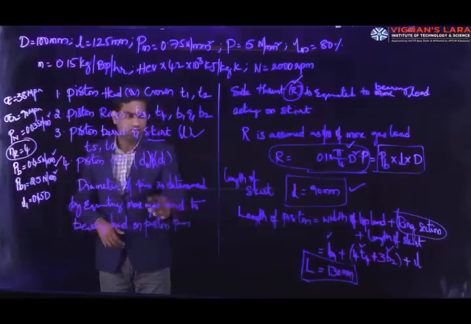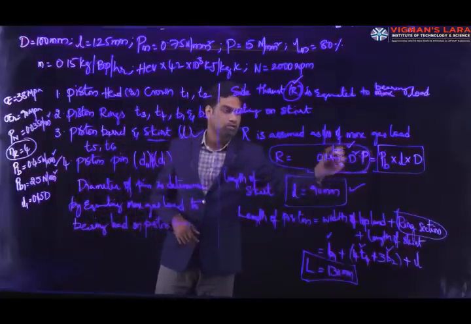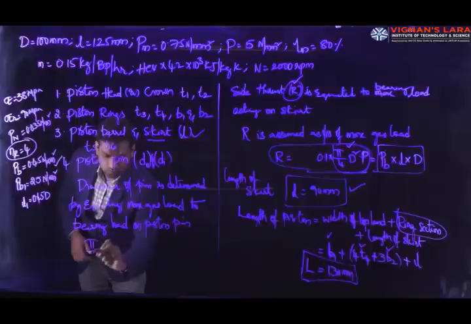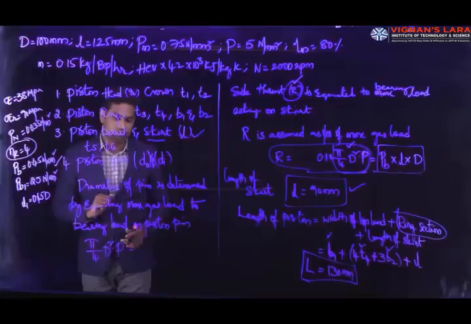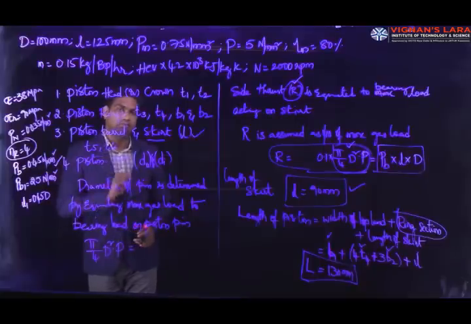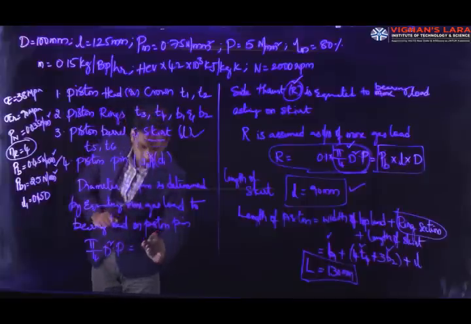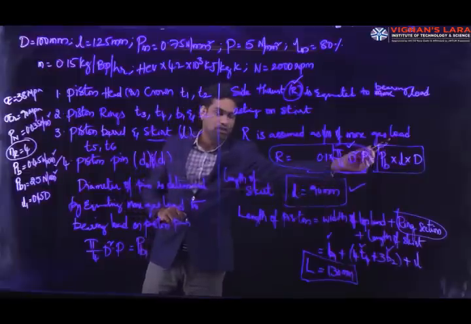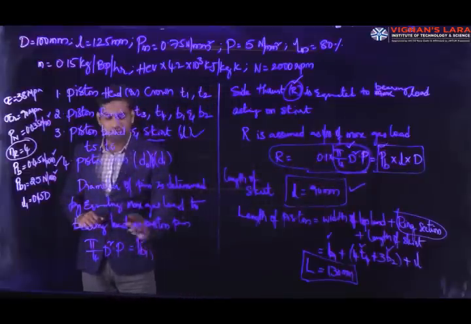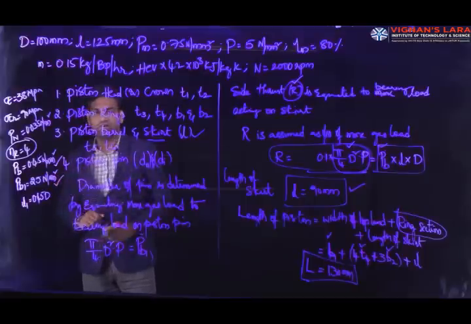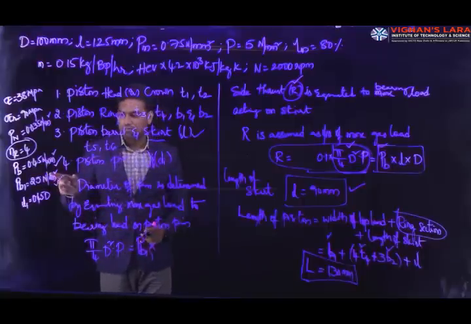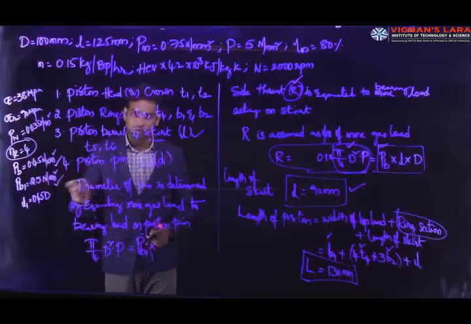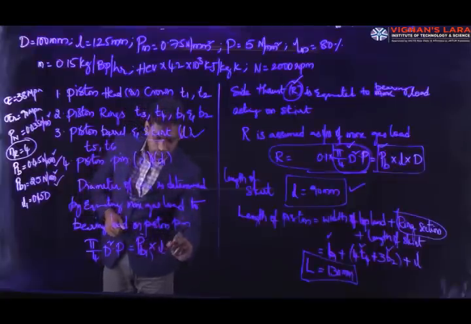The maximum gas load you have already calculated: pi by 4 D square into p. That is the maximum gas load, and this should be equated to the bearing load acting on the piston pin. The bearing load can be calculated as bearing pressure into bearing area. Here the bearing pressure is denoted by pb1, which is the bearing pressure for the piston pin. That is taken as 25 Newton per mm square for a bronze bush, as written in our design procedure.